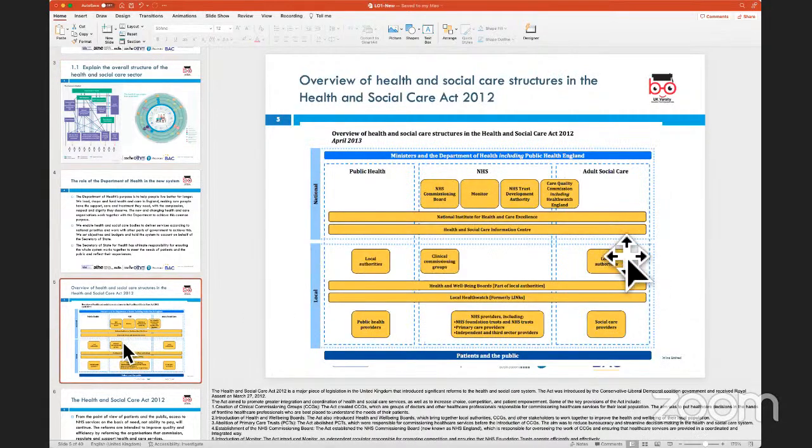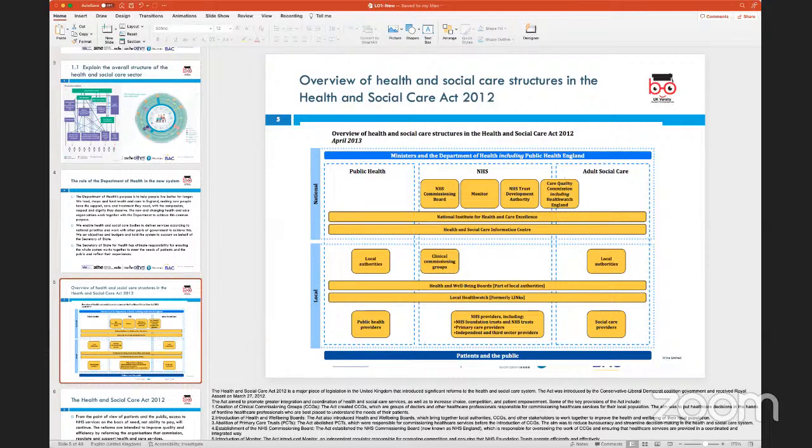Then we see the role of the regulator called the CQC. The CQC, the Care Quality Commission, is responsible for regulating and inspecting health and social care providers in England. Their aim is to ensure that the quality of service and quality of care is maintained, and that patients receive safe, effective, and integrated care wherever they are receiving it and for whatever reasons.